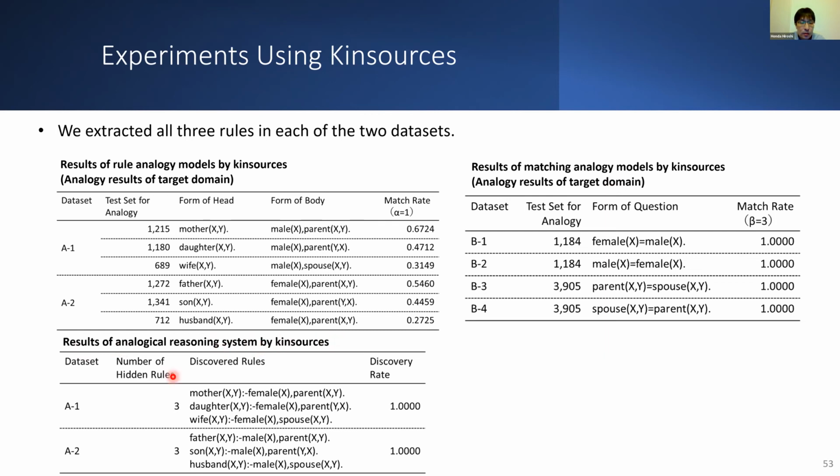In dataset A1, 3 rules were hidden, and the system discovered 3 rules. Discovered rules were the mother rule, the daughter rule, and the wife rule. In dataset A2, 3 rules were hidden, and the system discovered 3 rules. Discovered rules were the father rule, the son rule, and the husband rule. We extracted all 3 rules in each of the 2 datasets.